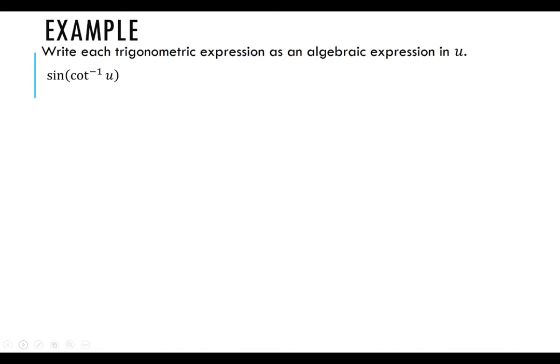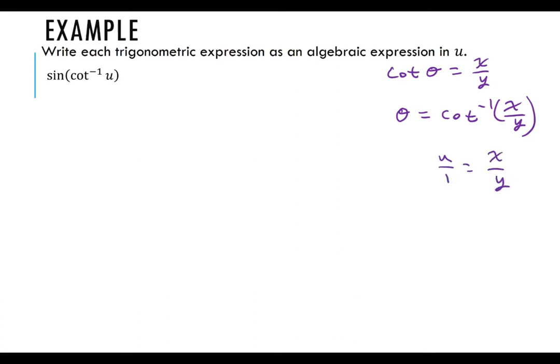Here we want to find what is the sine of cotangent inverse of u. Of course, cotangent of theta is really equal to x over y. So take the cotangent inverse of both sides. That's going to give me that theta is equal to the cotangent inverse of x over y, which, since cotangent inverse of u is the situation I have, I can say, oh, well, that's u over 1 is equal to x over y, and that tells me that I can draw a picture.